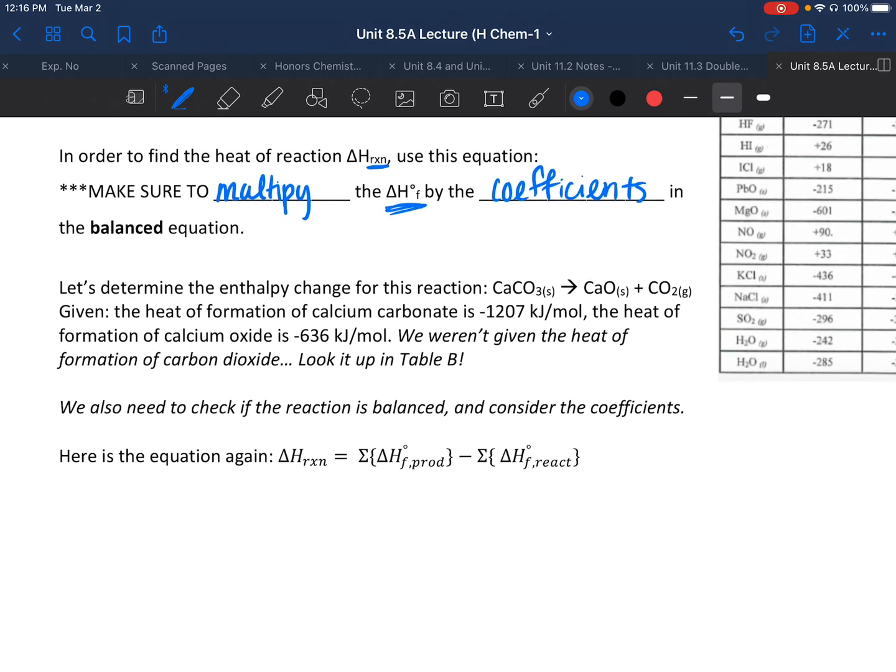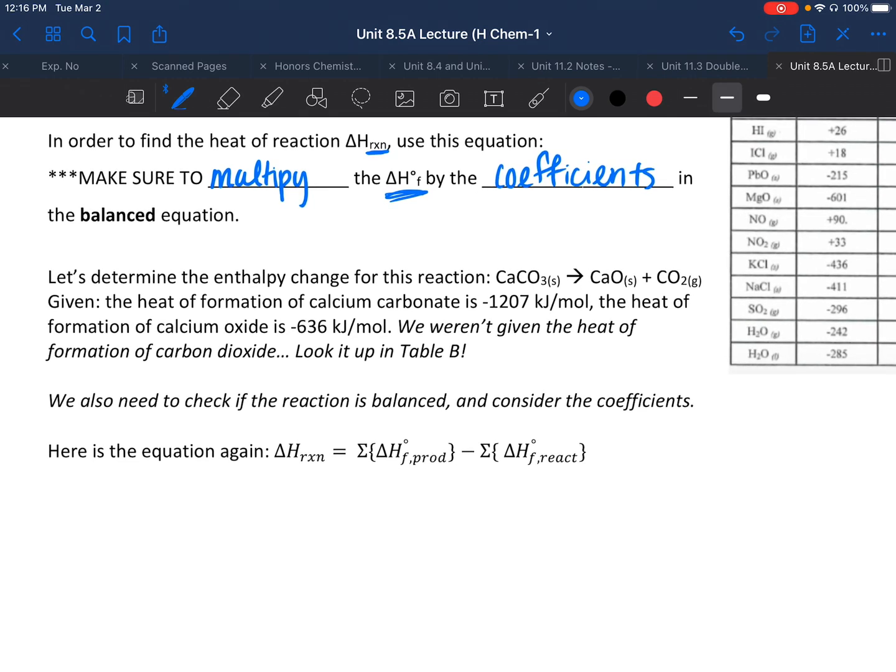So if we're looking at the reaction where calcium carbonate goes to calcium oxide plus carbon dioxide, we are given in the problem that our heat of formation of calcium carbonate, so that would be our delta Hf of calcium carbonate, is negative 1207 kilojoules per mole. And we're also given that our heat of formation of calcium oxide is negative 636 kilojoules per mole.